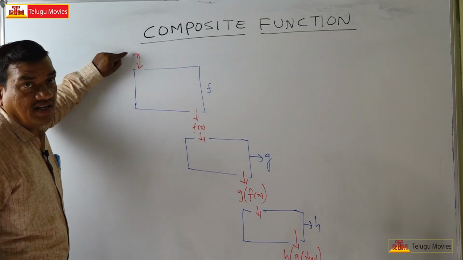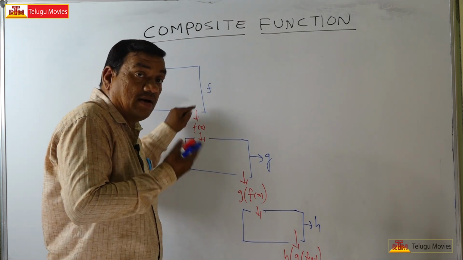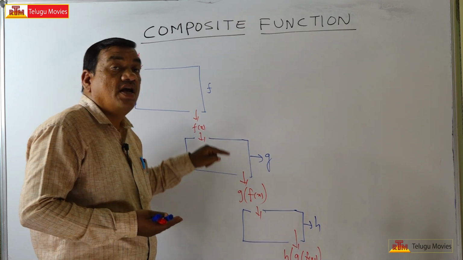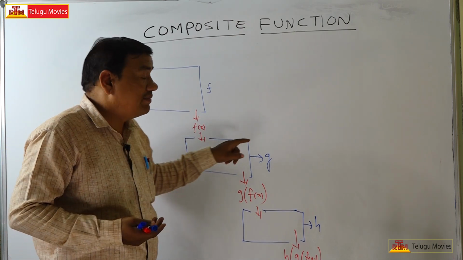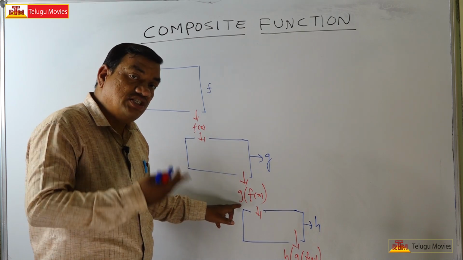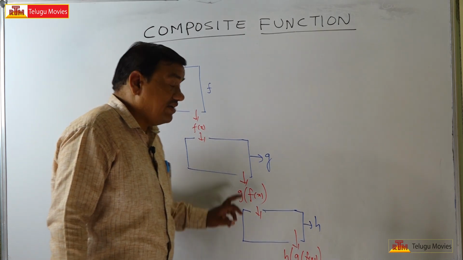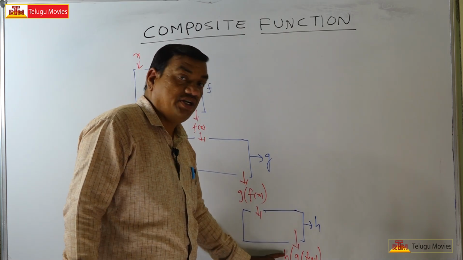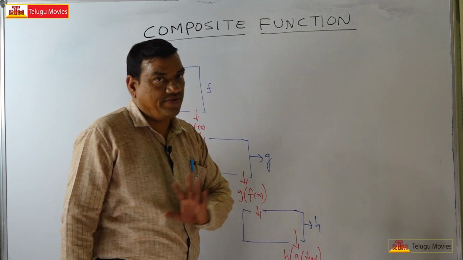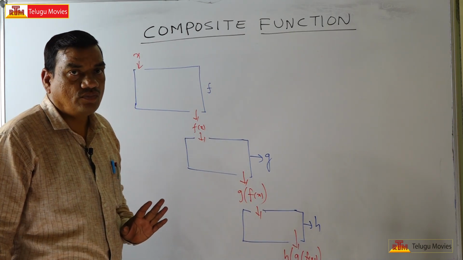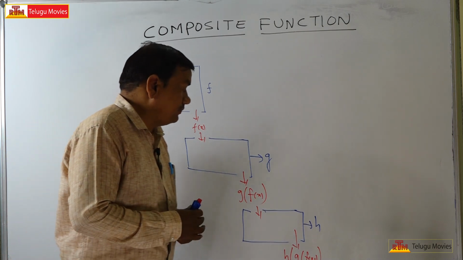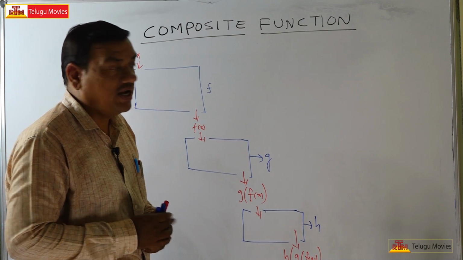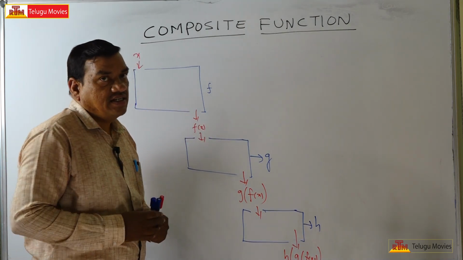So given an element x under the machine f, your output is f of x. Given the element f of x under the machine g, its output is g of f of x. Given the element g of f of x under the machine h, your output is h of g of f of x. Understand this? Okay, right. Now I will explain this process in a set format.